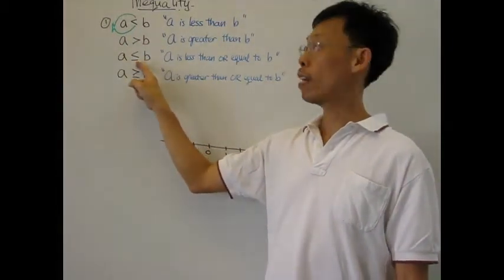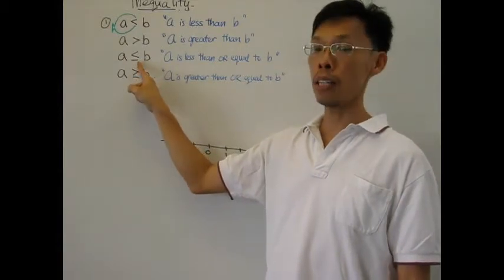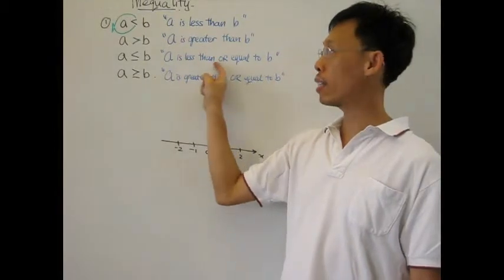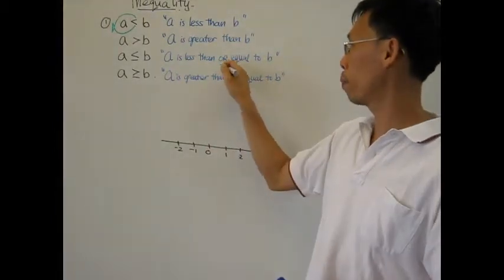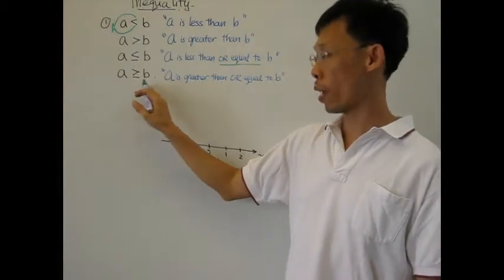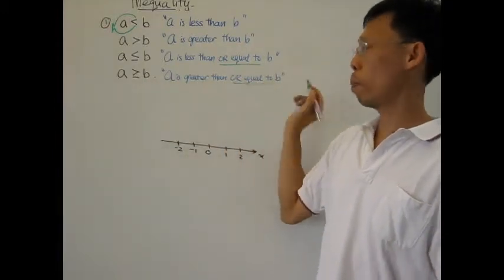Here, because of the equal sign below, A is less than or equal to B. Less than or equal to B. Alright? And over here, A is larger than or equal to B.